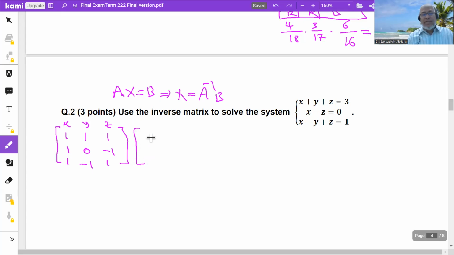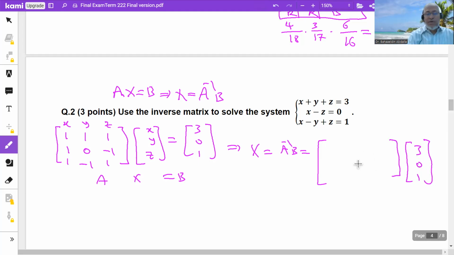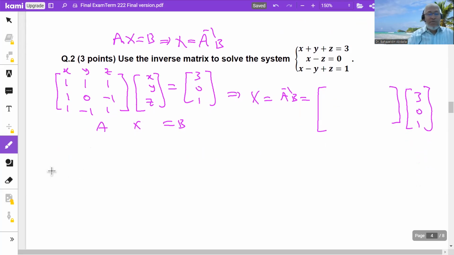When you multiply by X, the matrix of unknowns x, y, z, this would be equal to B, which is 3, 0, 1, the matrix of constants. Now to solve this equation, this is A, this is X, this is B. To solve it, you need to find A inverse. So X would be A inverse times B. We need to find A inverse and multiply by B to get the answer. Well, B is 3, 0, 1. But what about A inverse? So let us find A inverse. How to find A inverse?